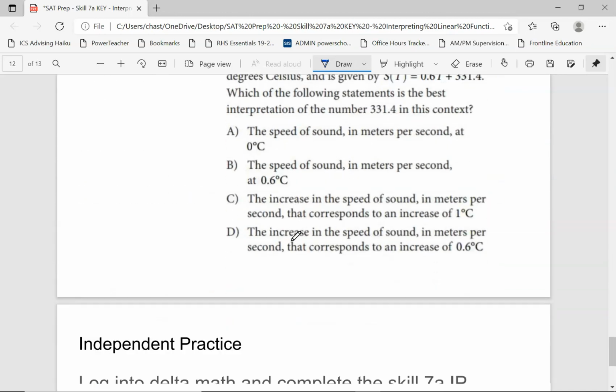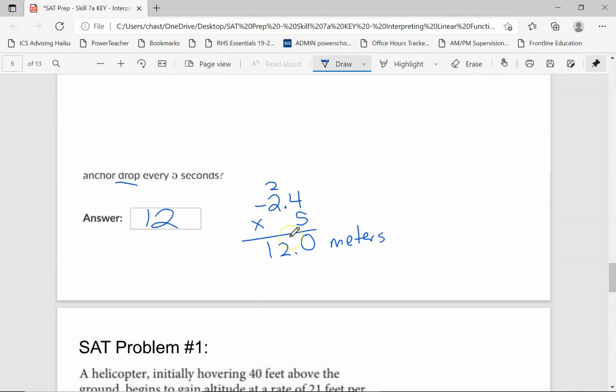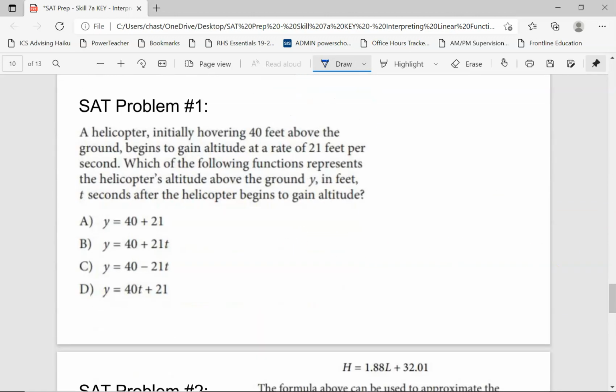All right, we have a few SAT problems here. I'm going to model through those. A helicopter initially hovering 40 feet above the ground begins to gain altitude at a rate of 21 feet per second. Which of the following functions represents the helicopter's altitude above the ground, y, in feet, t seconds after the helicopter begins to gain altitude?